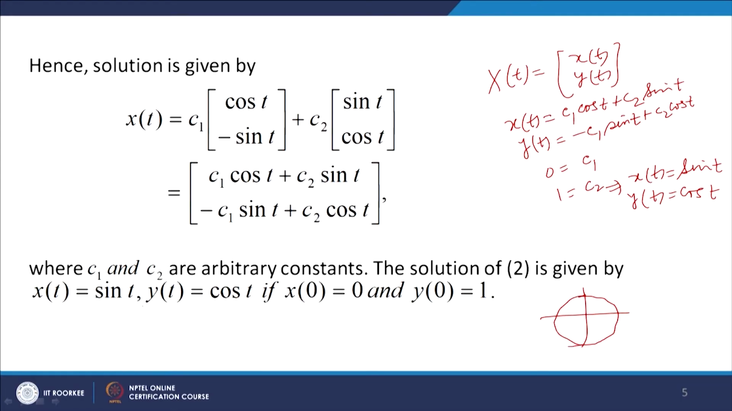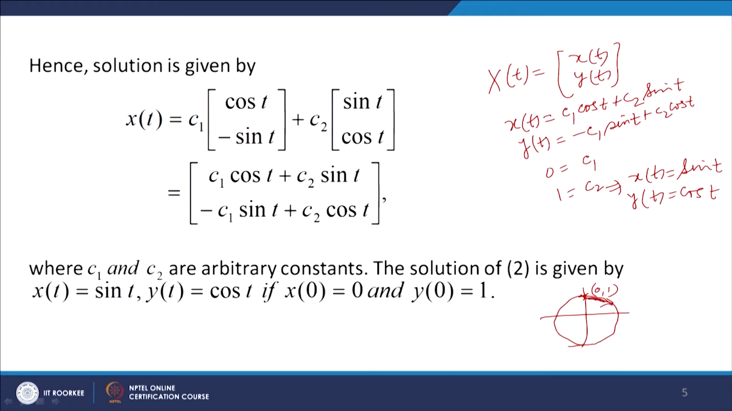We have here x(0) equal to 0, so at t equal to 0, x is 0 and y is 1, so this means we have this point (0, 1). And x(t) is sin t, y(t) is cos t. So when t increases from say 0 to pi by 2, sin t increases while cos t decreases, that means x increases while y decreases, and both of them are positive. So we move in this direction.